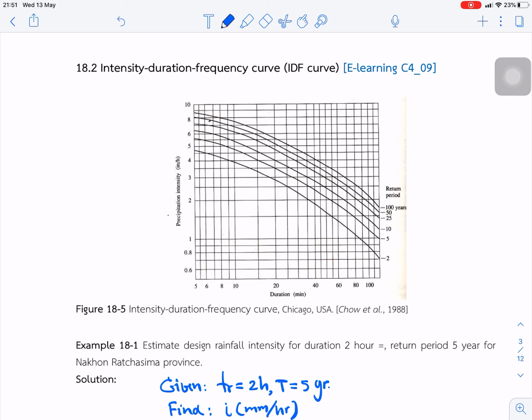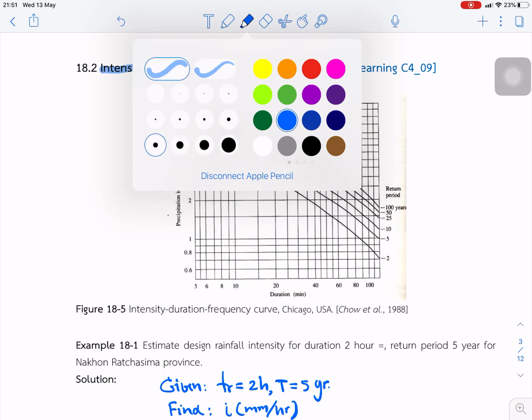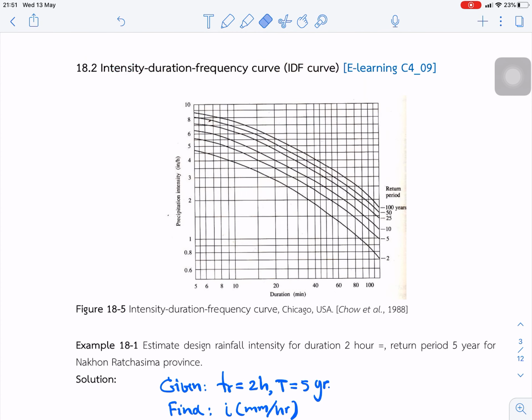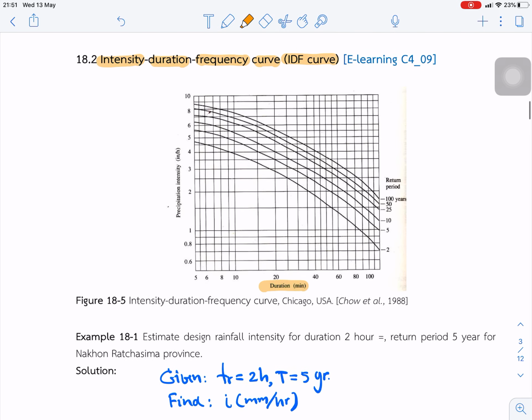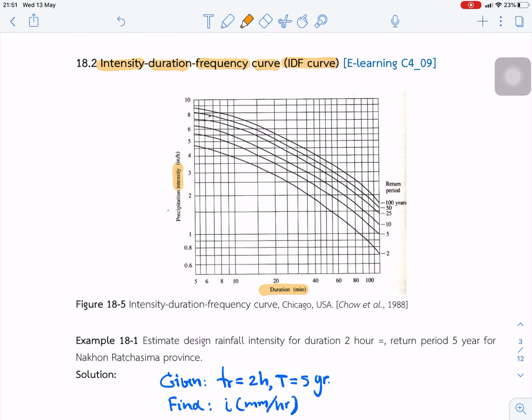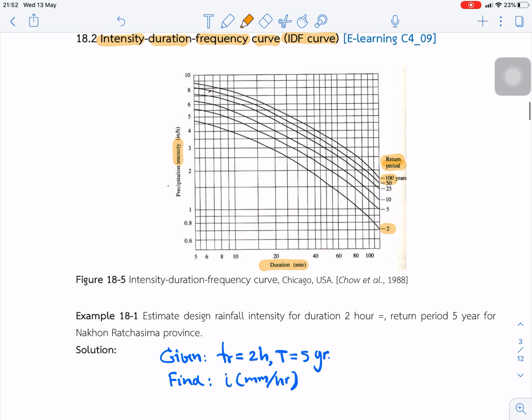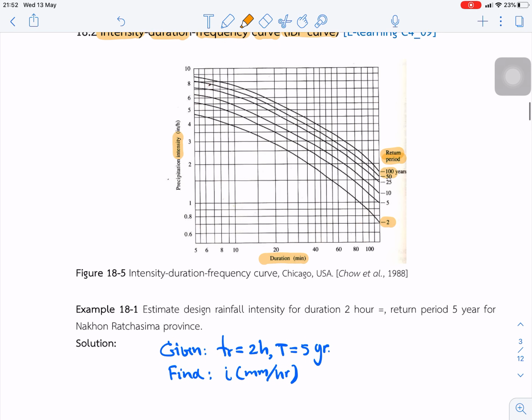The next curve, and a very important curve for rainfall, is the intensity, duration, frequency curve, or IDF curve. This curve shows duration on this axis and intensity on this axis, and it represents the frequency in terms of the return period from 2 years to 100 years. Okay, this is the IDF curve.